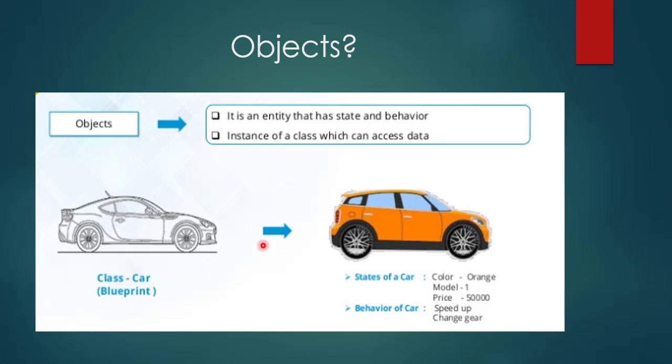For example, if you are representing a car object, okay, I mean color is an object, so this is the color of the car, and access the data. You can change the data, for example color orange, red, yellow, you can change it. For example model 1, 2, 3, and price, and the behaviors are speed up, gear change. Okay, so these are the objects.